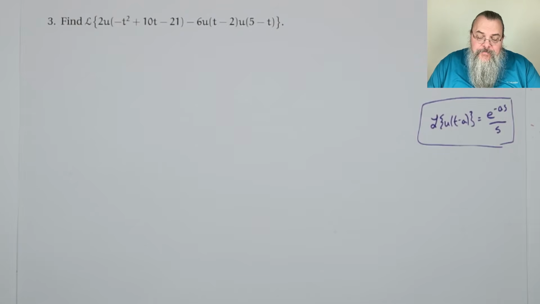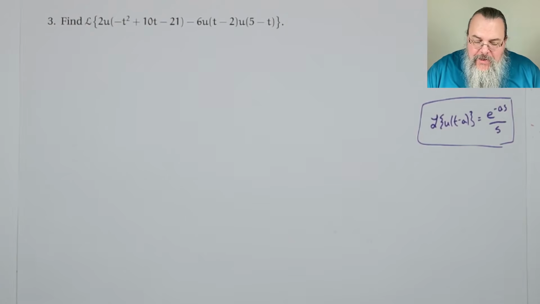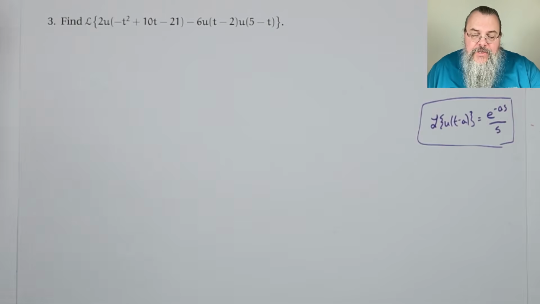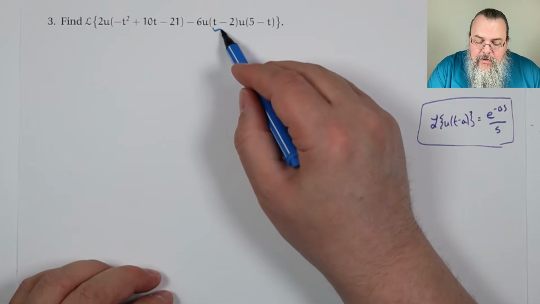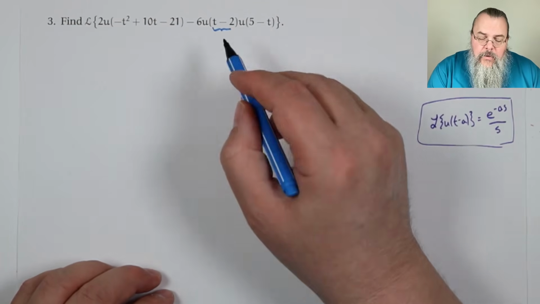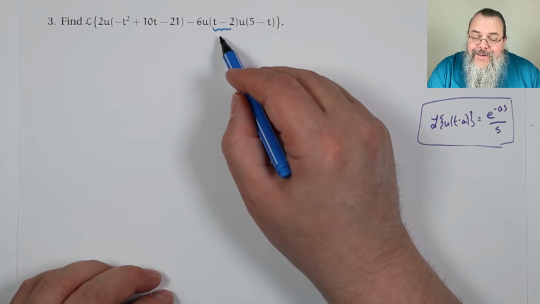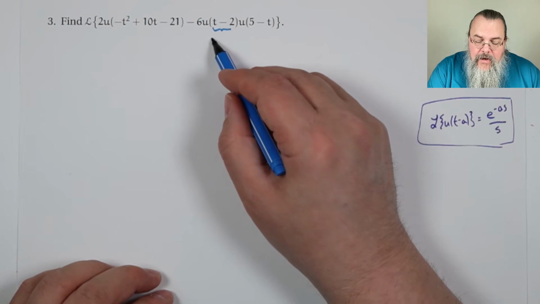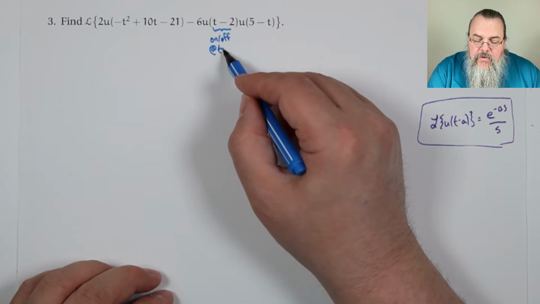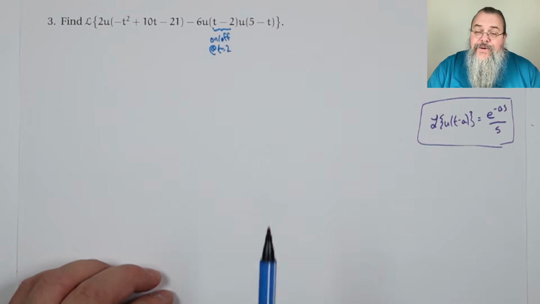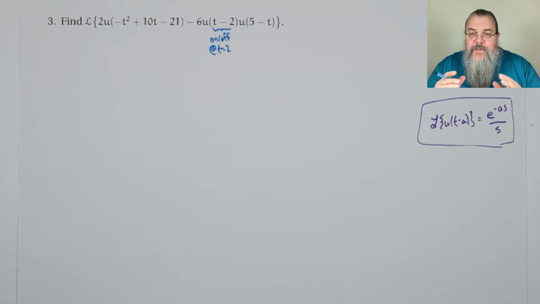So what are we going to do? Well, here's what I recommend. Let's think about what this function is doing. Where do the on-off switches occur? To figure that out, let's go through every single piece. We'll start here. This one is fairly easy. This has an on-off switch where? The on-off switch is at t equals 2, right? Where is that 0? 0 is where you switch.